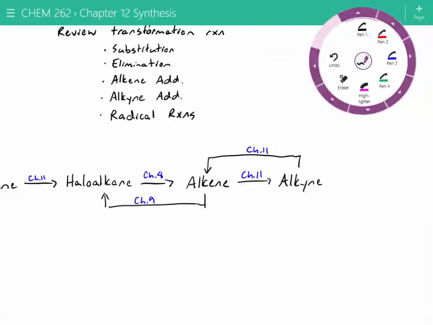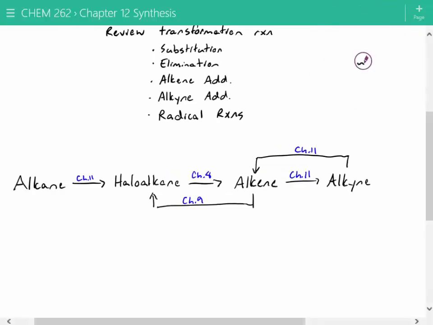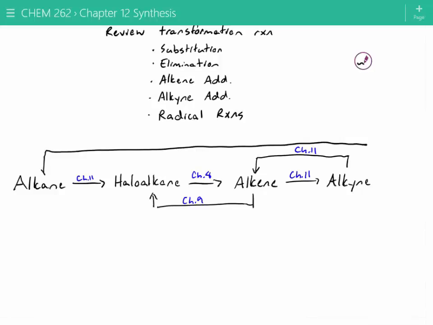We also saw a way to go from an alkyne. Oh, man. Hopefully my pen's not dying here.